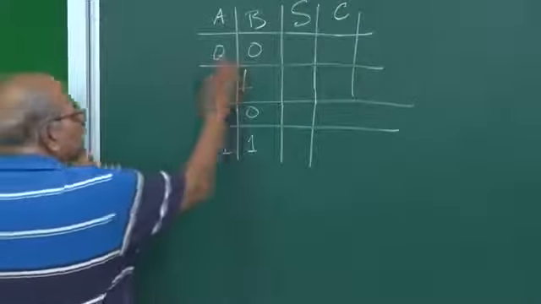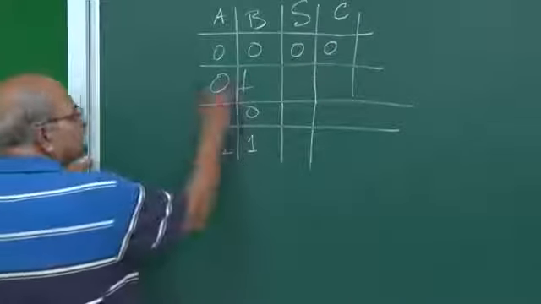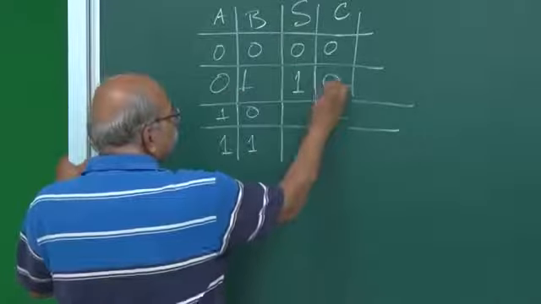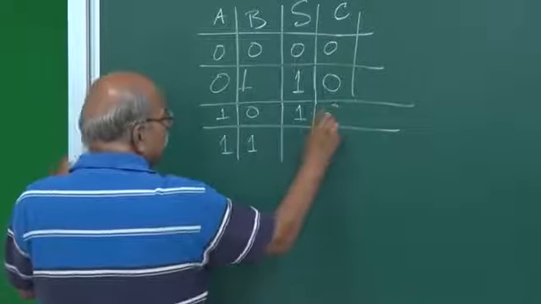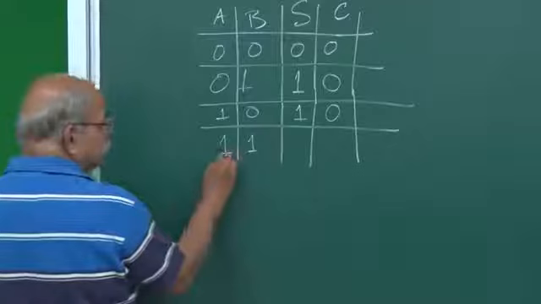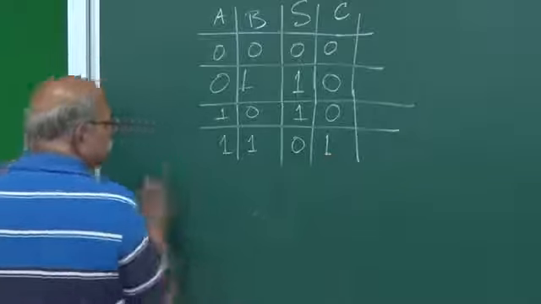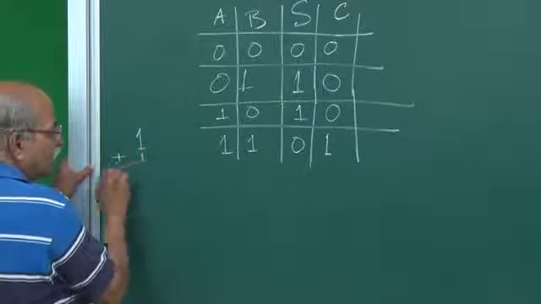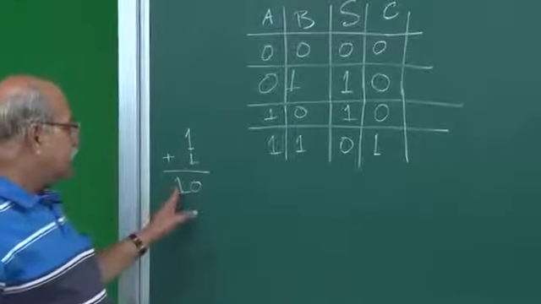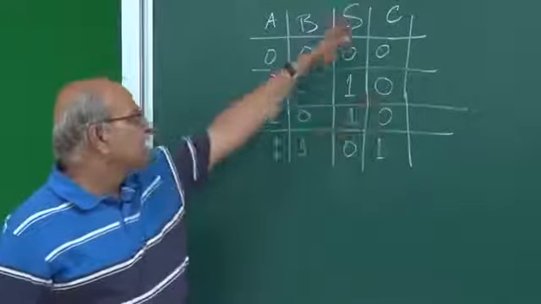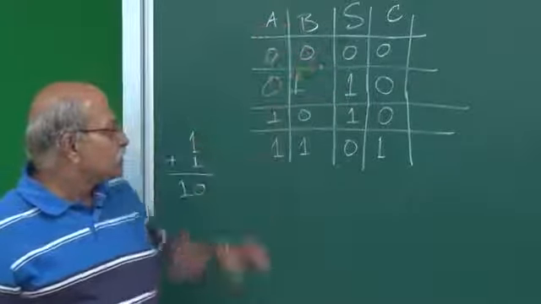Okay. So, 0 plus 0 will be 0, sum will be 0, carry will be 0. 0 plus 1, the sum will be 1, but no carry. 1 plus 0, the sum is also 1 and no carry, and here 1 plus 1, the sum is 0 and carry is 1, because when you add 1 and 1 you get the next number which is 1 0. So, the sum is this and this is the carry, and otherwise the carry is 0. So, here this is the truth table.